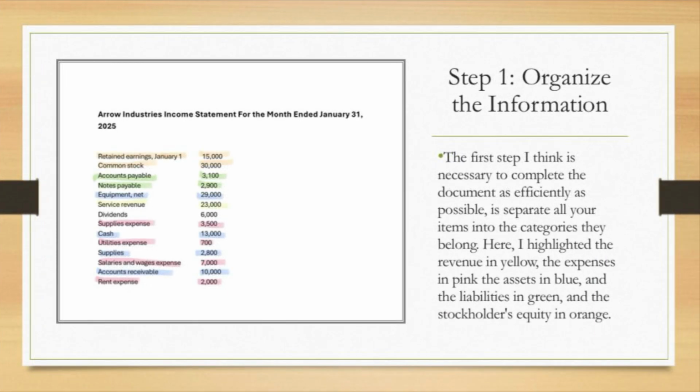The first step is to organize the given information. I think that this step is incredibly important and is incredibly necessary to complete because it helps you organize your time and utilize your time as efficiently as possible. Here I highlighted the revenue in yellow, the expenses in pink, the assets in blue, the liabilities in green, and the stockholders' equity in orange.